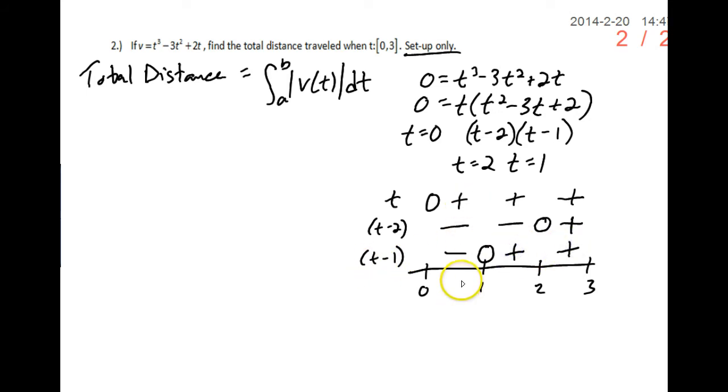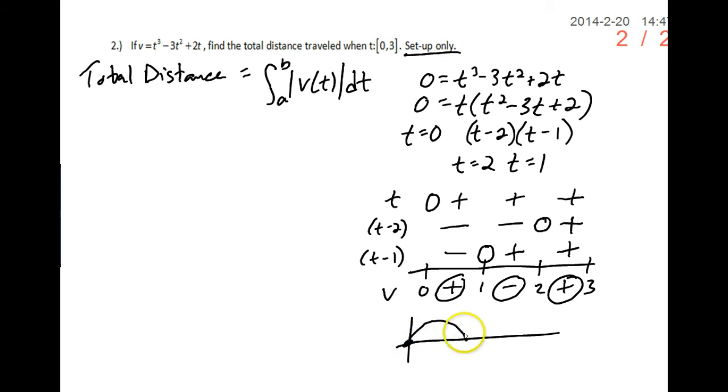So to carry down the sign analysis, our velocity is positive times a negative, which is a positive between 0 and 1. Positive times a positive is negative between 1 and 2, and positive times a positive, so positive between 2 and 3. So what does that mean about the graph of velocity? So graph of velocity, it has a 0 at 0, it's positive from 0 to 1, then it's negative from 1 to 2, then it's positive from 2 to 3. So if this is 2, this is 1, this is 3, this is essentially the graph of velocity.